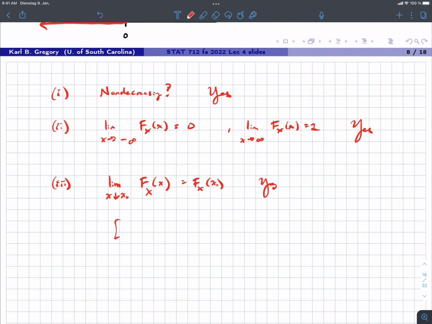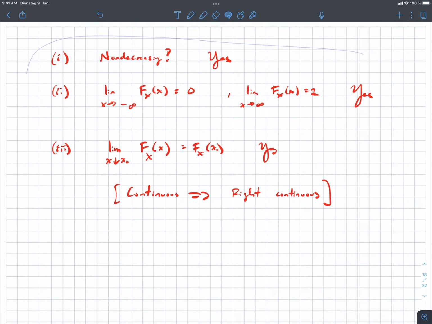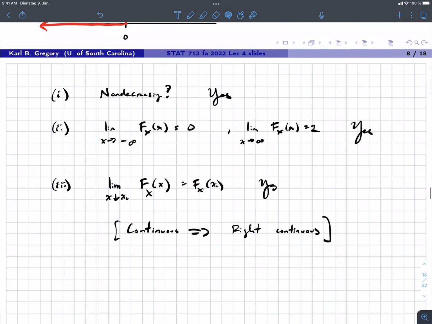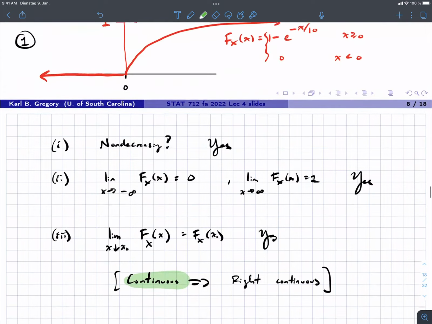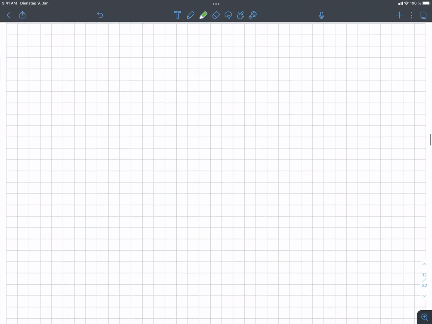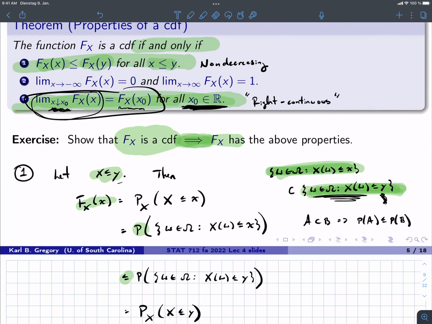So, let me say continuous implies right continuous. If it's totally continuous, like this function is, then it's always right continuous. Because the definition of being continuous means this property of right continuity holds in both directions.